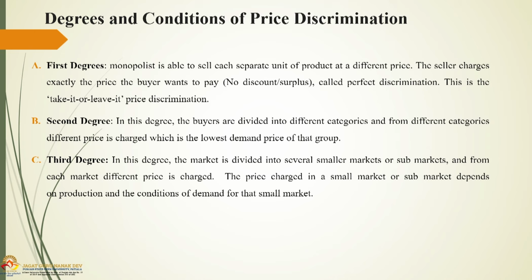Second degree price discrimination. In this kind of price discrimination, buyers are divided into different categories. From different categories, different prices are charged, which is the lowest demand price of that group. Like if we go to a canteen, it is possible that they have divided the groups into students and others. It may charge a lesser price for the same product from the students as compared to the other buyers in the canteen.